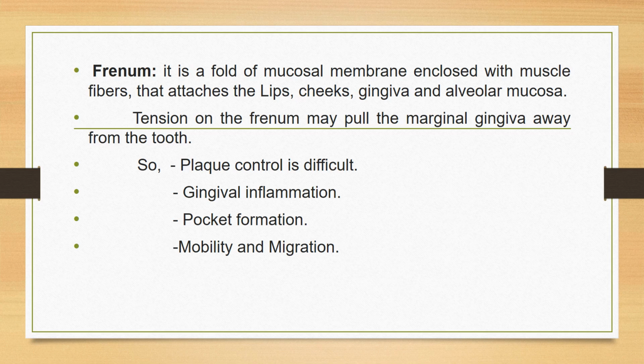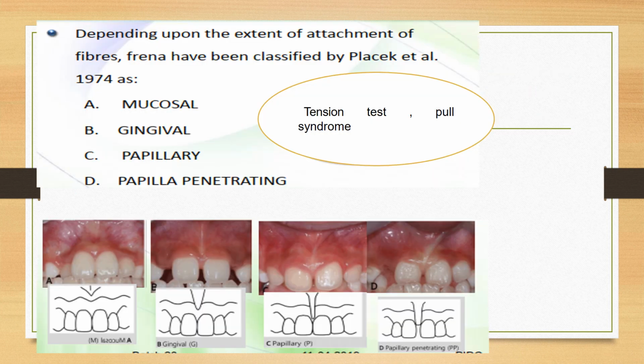So what is a frenum? It is a fold of mucous membrane with muscle fibers that attaches the lips, cheeks to the gingiva and alveolar mucosa. Any tension on the frenum may pull the marginal gingiva away from the tooth, so plaque control will be difficult. It can result in gingival inflammation, pocket formation, mobility, and migration.